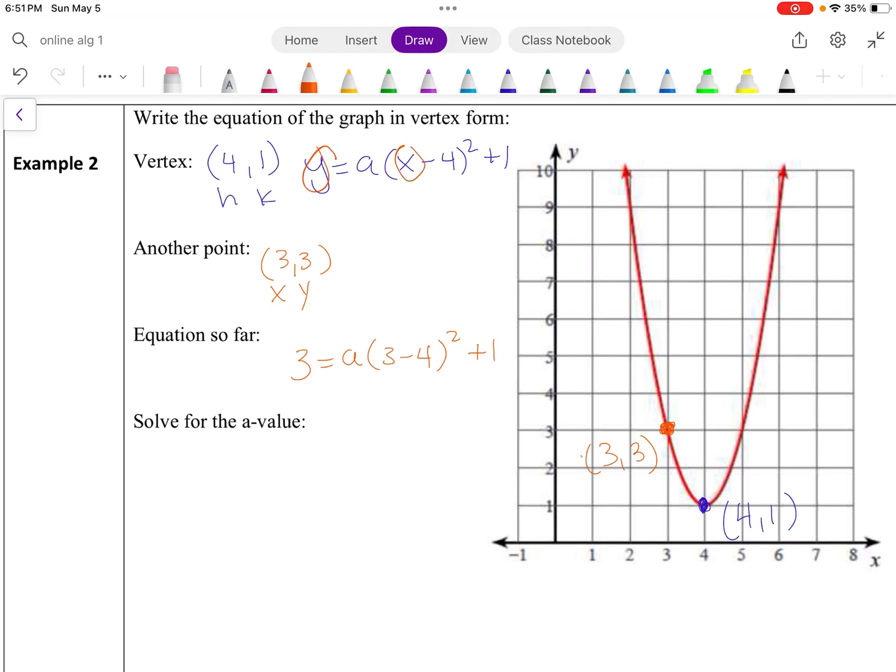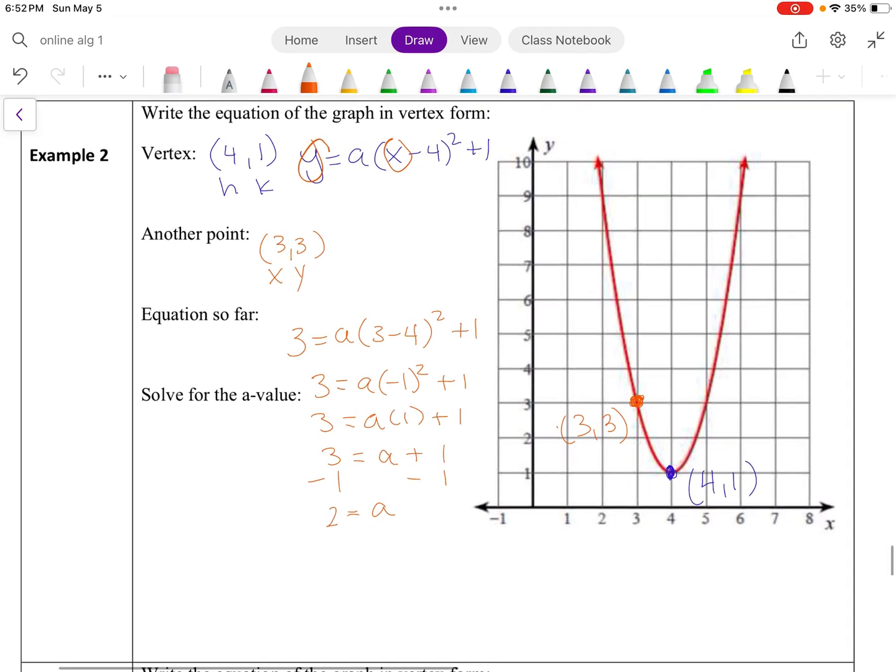I was never going to be able to solve for a when I had the x and the y in there. So order of operations, I do my parentheses first. 3 minus 4 is -1. -1 squared is a positive 1. And again, a times 1, I could write that as 1a, which is just a. And now I have a linear equation. So I could do my inverse, subtract 1 from both sides. So I see that my a value is 2.